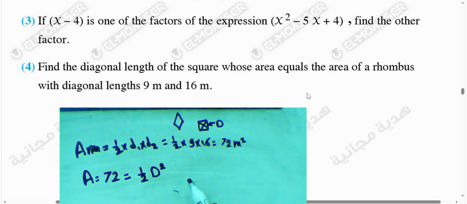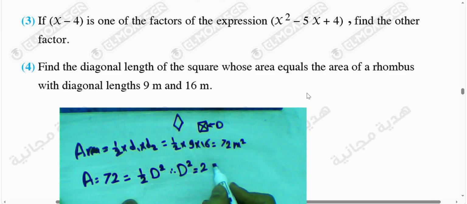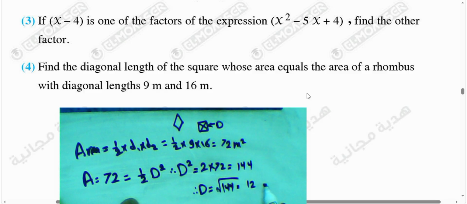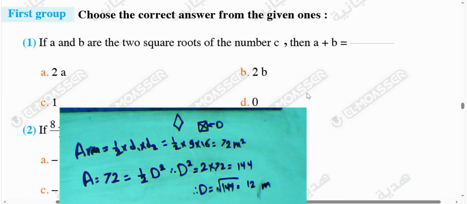Okay, diagonal here. To find the diagonal, you can write 2 times 72 and then find the square root. Diagonal power 2 equals 2 times 72. 2 times 2 is 4, 2 times 7 is 14. The diagonal will be the square root of 144, which equals 12. The diagonal will be 12 meters. Okay? Understood? Next question. It's number 4.